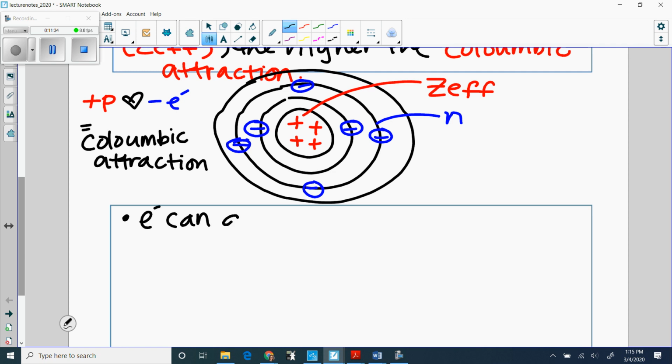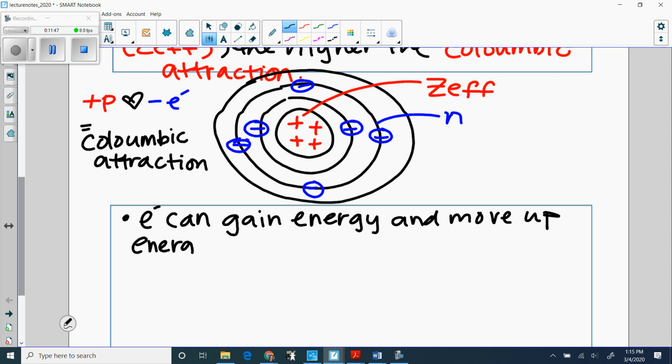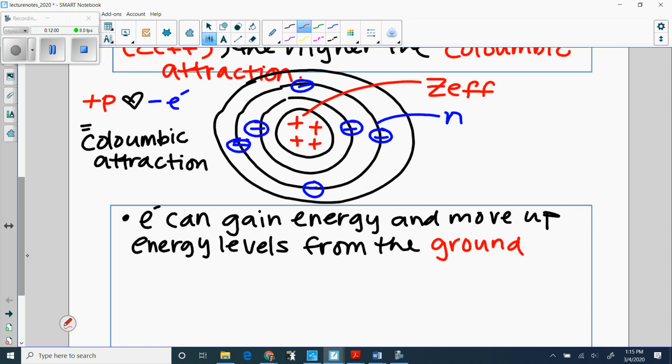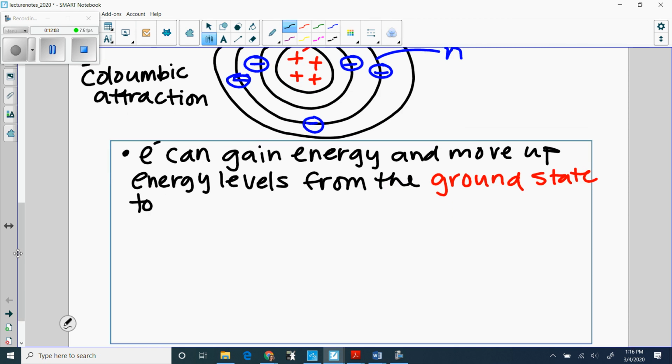Electrons can gain energy and move up energy levels from the vocab ground state to an excited state.